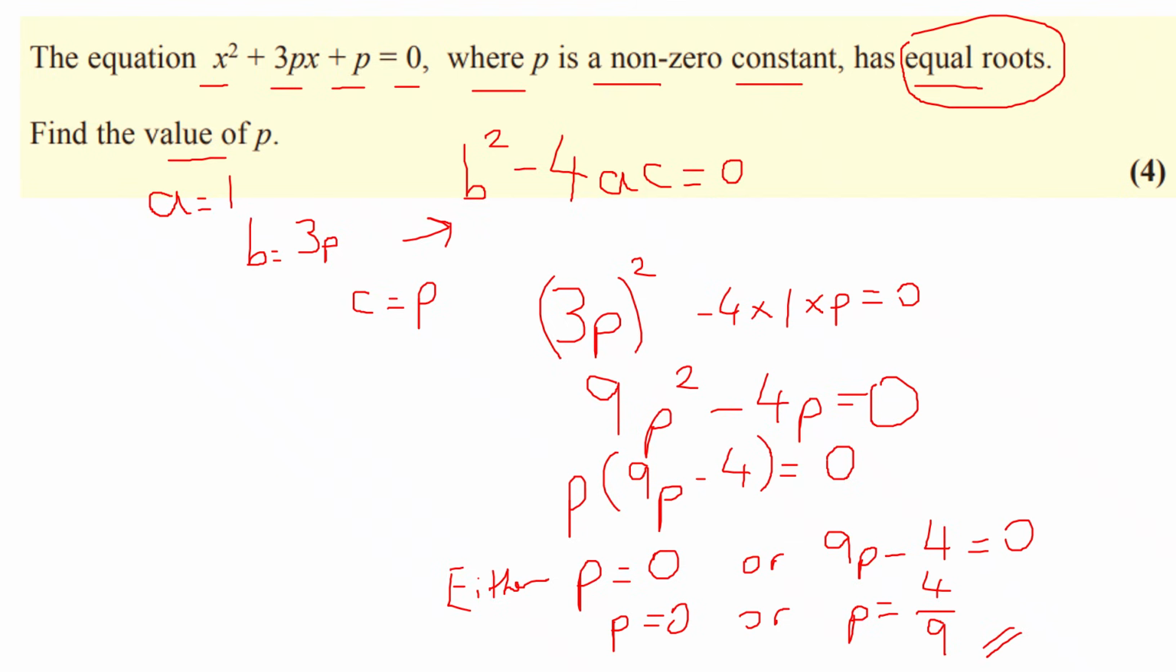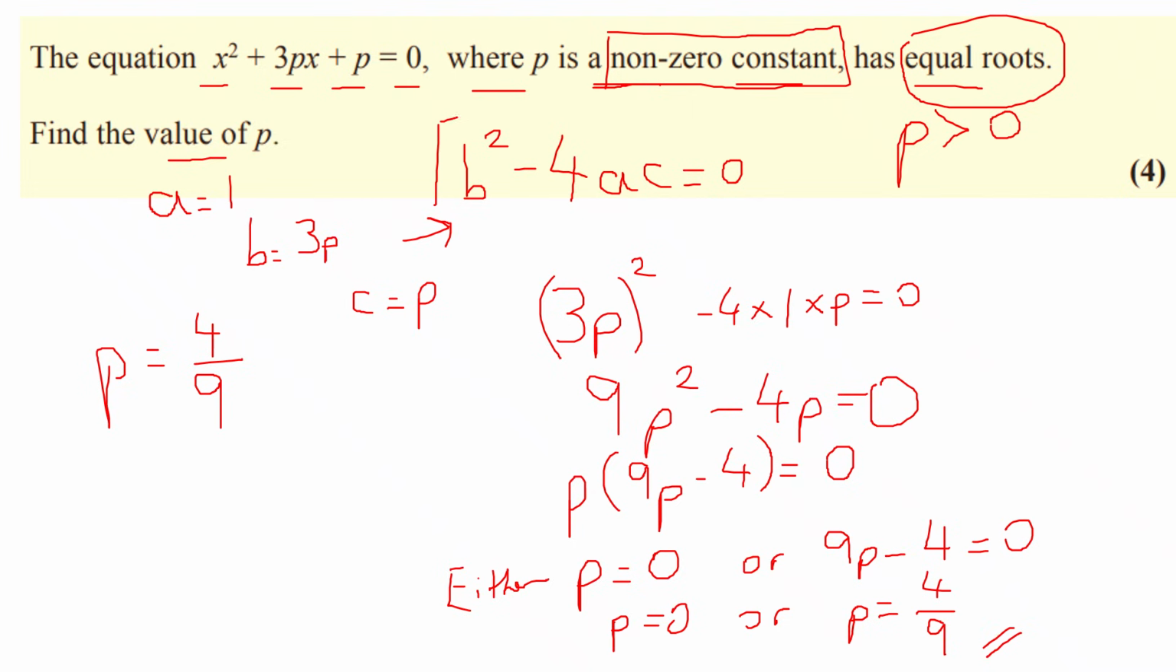Now because p is a non-zero constant, that's also an important word. That means that p cannot equal 0. Essentially, it's a sneaky way of saying that p has to be greater than 0. So that means the value of p, which is singular, is 4/9. So when p equals 4/9, this quadratic equation has what we call repeated roots, equal roots, at that point. Hopefully that makes sense.